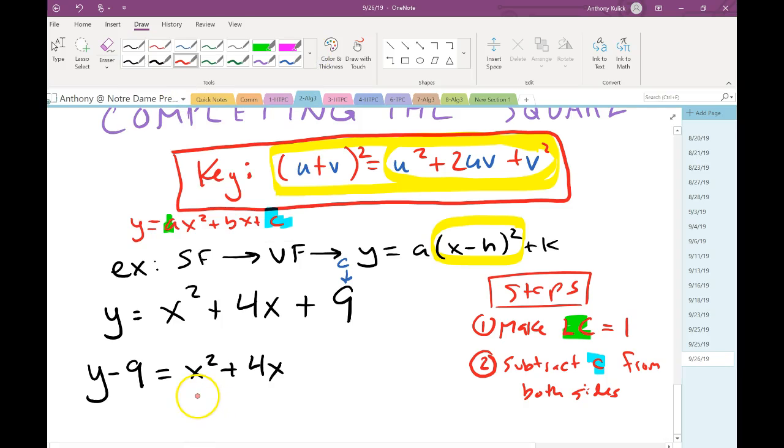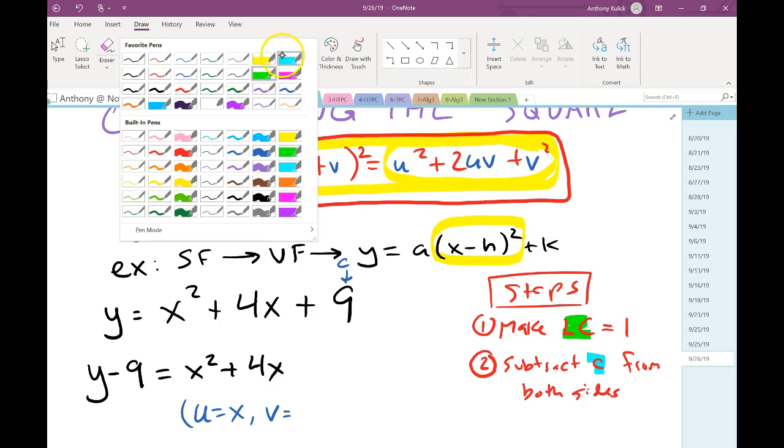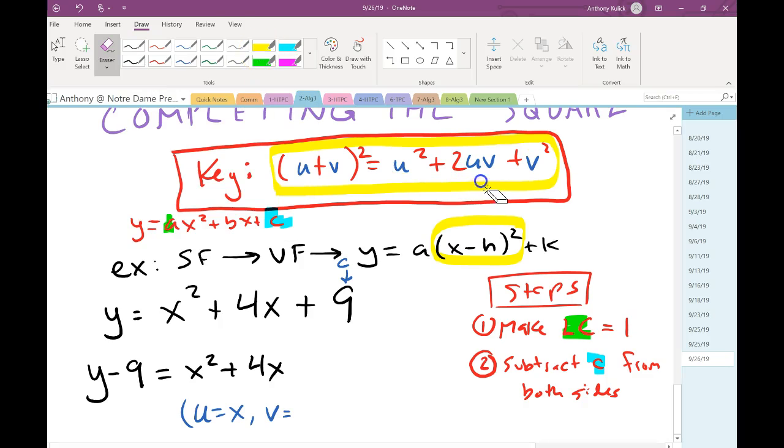So in this case, I'm just going to write some hypotheticals down here. Basically, my u and my x can be the same thing, right? Everybody agree with that? My v, well, let's do this. What color do I have? Yellow. So my 4x then is going to be the same as my 2uv. Everybody agree with that?